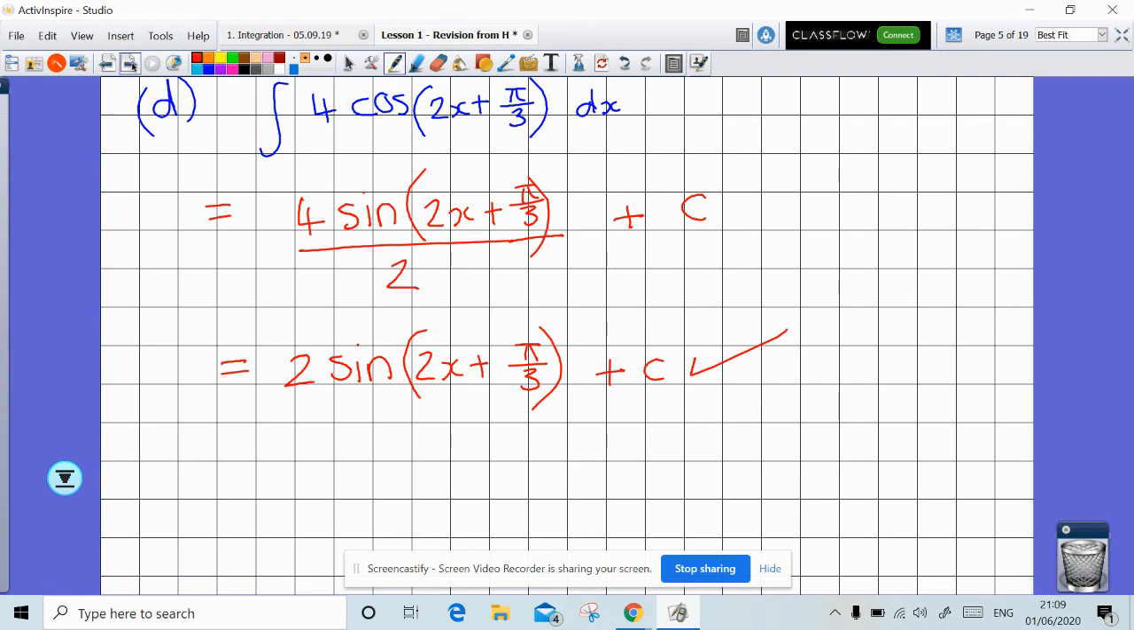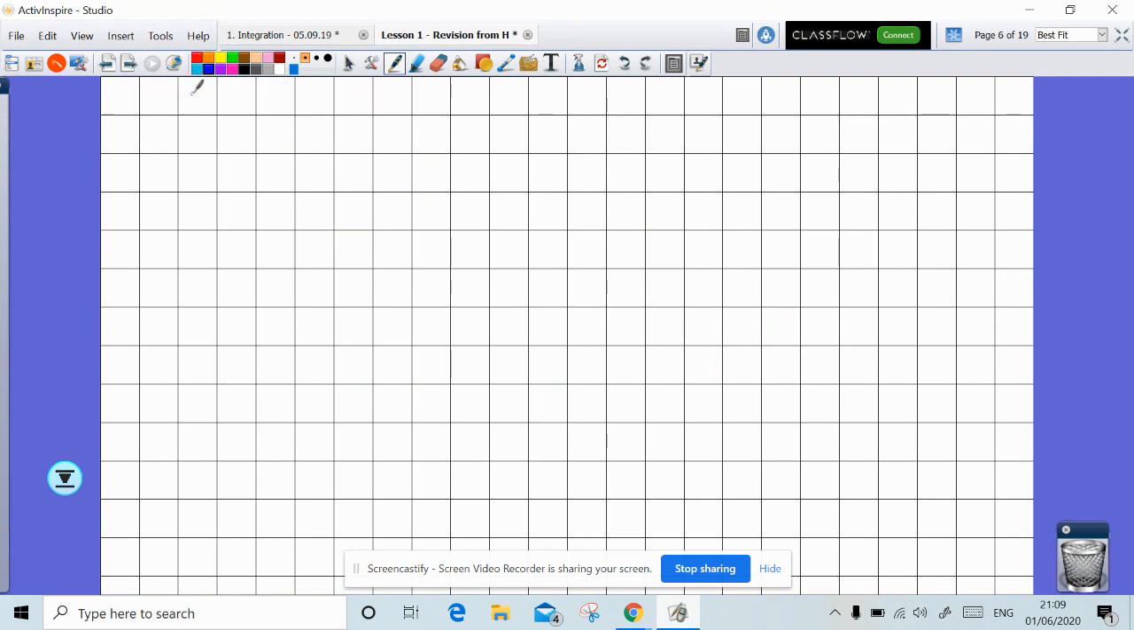Now I've got one more question from the revision from higher that we're going to work through right now. So this is part E. It's the integral between the limits of 1 and 3, r squared plus 1 over r squared dr. Okay, so that's your question.